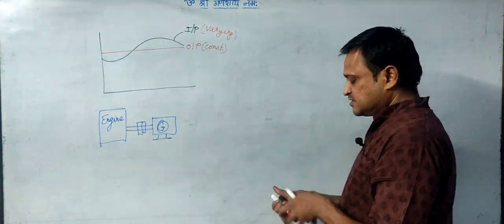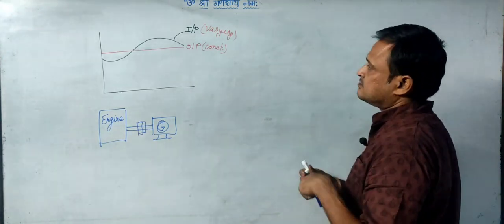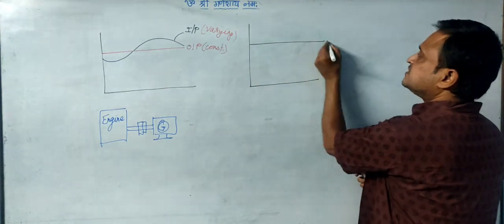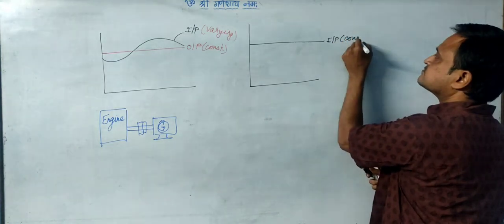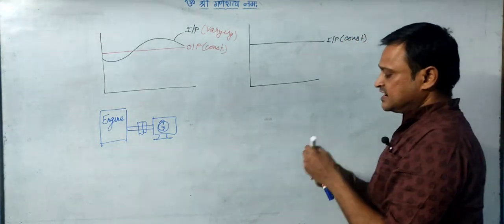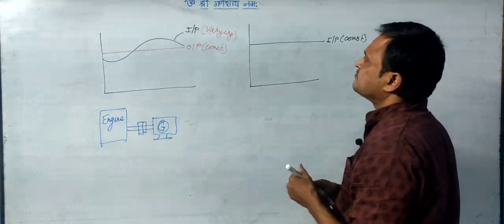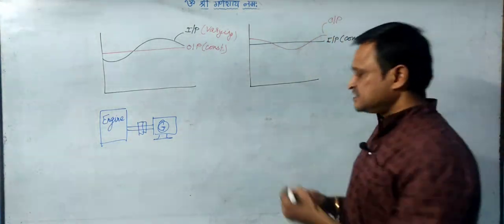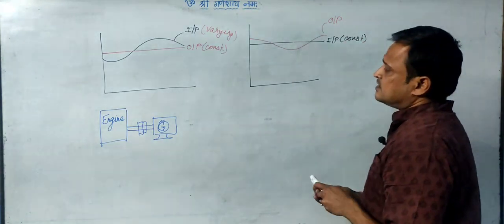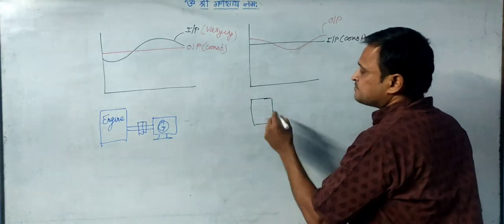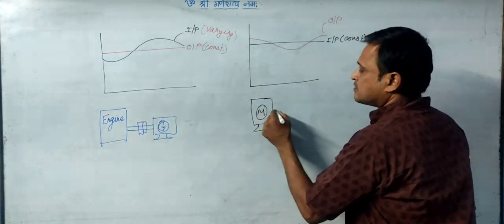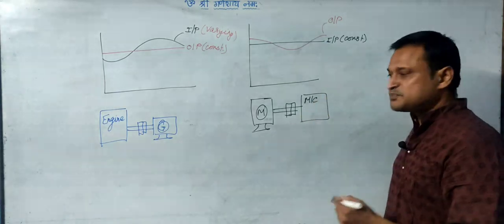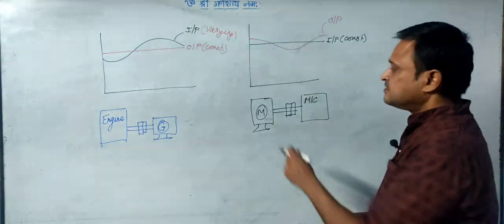Second situation typically can be where the input is constant and say the output is varying. So this is the output. So the output is varying. In this case, we can say that it is as if we are running any machine tool or a machine like a punching press or a riveting machine or anything with the help of a motor.